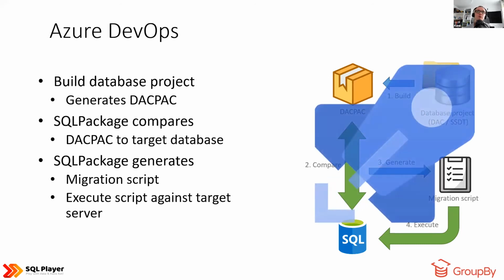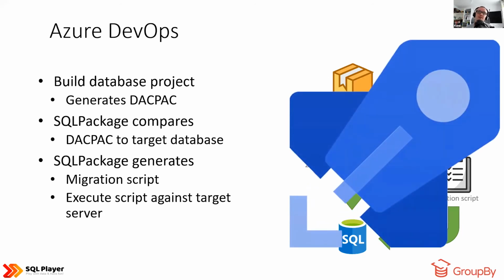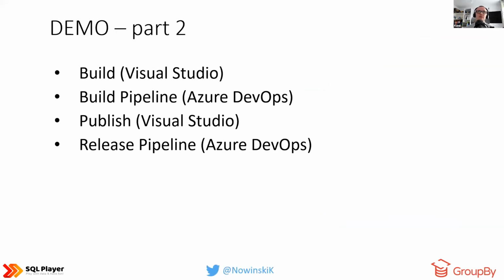And of course, we would like to automate everything with Azure DevOps. So the whole process that I described here, we want to cover with Azure DevOps. This brings us to the second part of this session, which is demo number 2. The first part, which we have already done, was building our database project in Visual Studio. Then I'm going to create a build pipeline which will do the same, but in Azure DevOps, so it grabs our project and compiles it using the Azure DevOps agent.